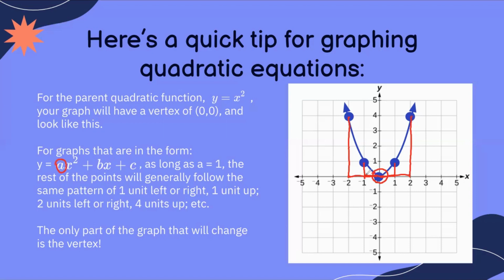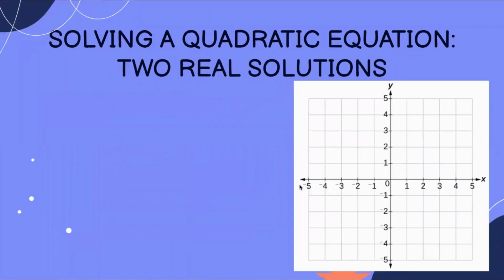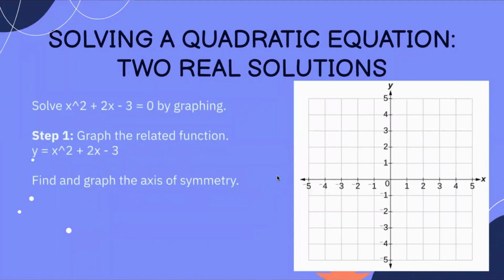So what I recommend is that you try to memorize this pattern right here so that you can easily graph your parabolas. So I'll go ahead and show you how we would do that in an example. For our first example, we're going to solve x squared plus 2x minus 3 equals 0 by graphing. So step 1, we're going to graph the related function. And when they say related function, they just mean to replace this equals 0 with equals y.